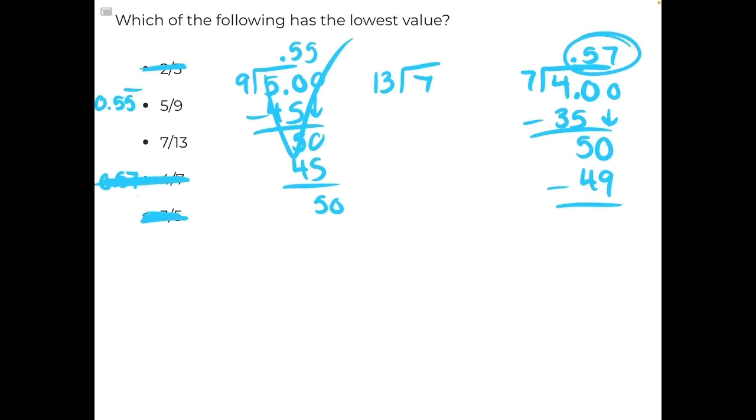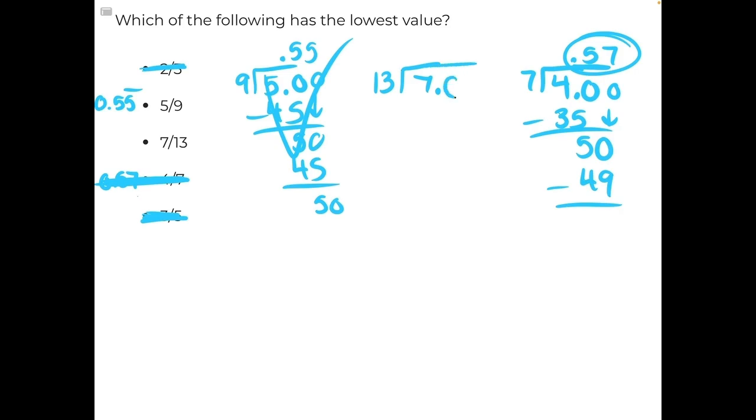Now, between 5/9 and 7/13, let's just try one or two digits of this division to tell for sure. If you're really crunched for time, I would say pick the denominator that has the largest value, the 7/13, because logically that's likely going to be the lowest value fraction. But if you have time, you can go ahead and do this division very quickly.